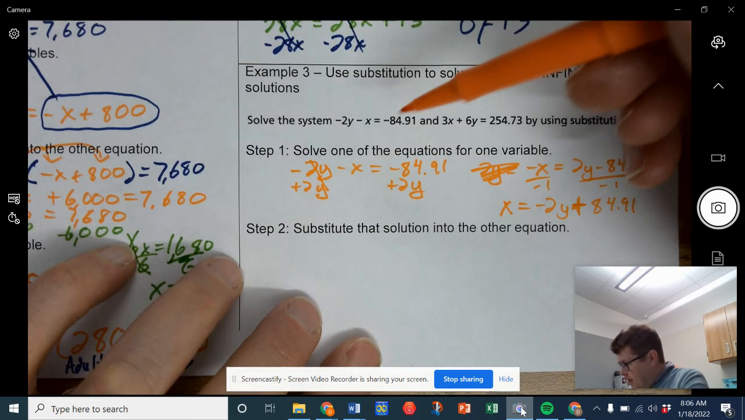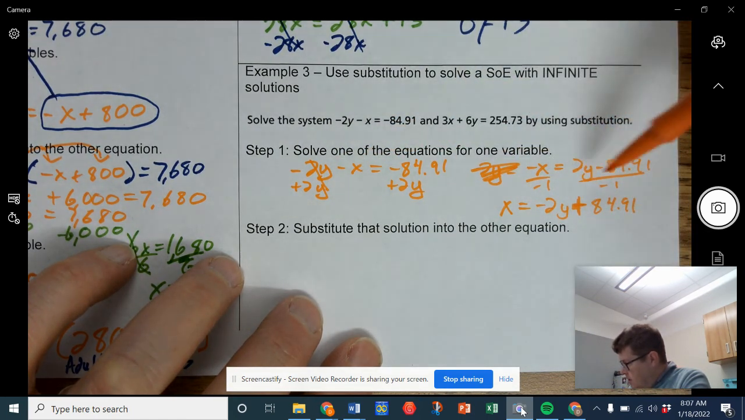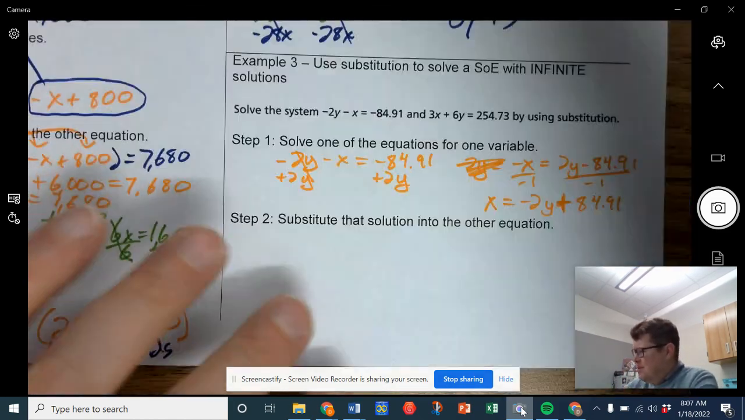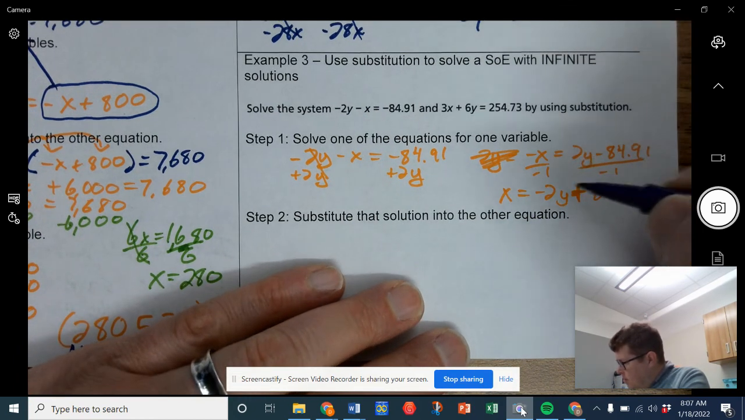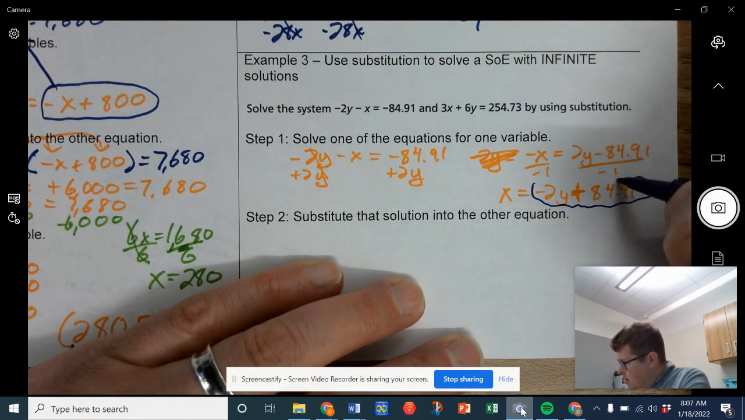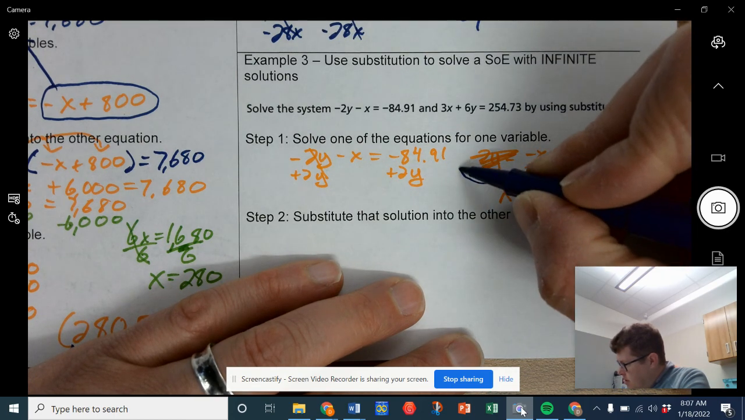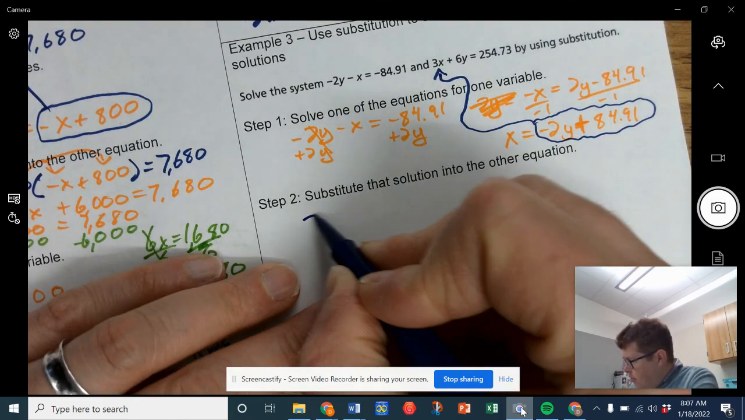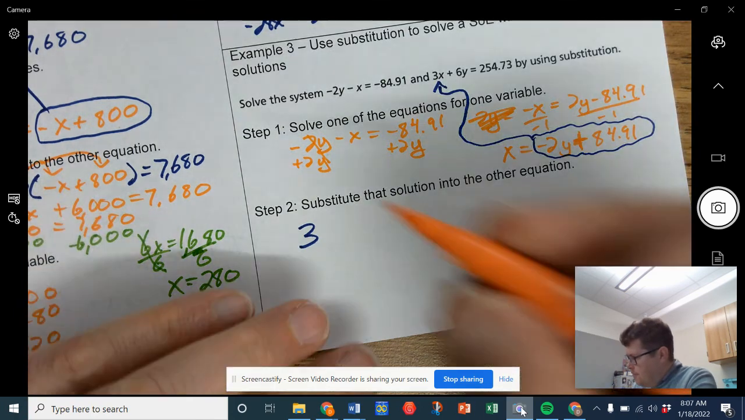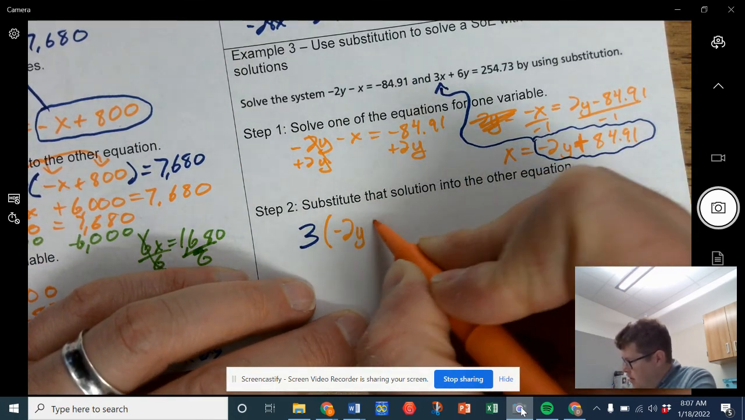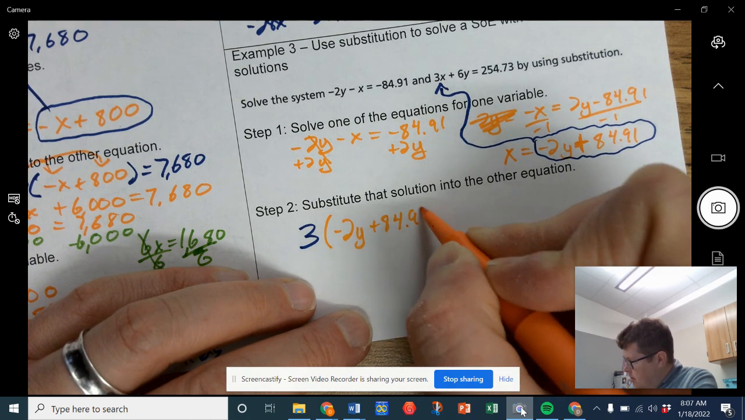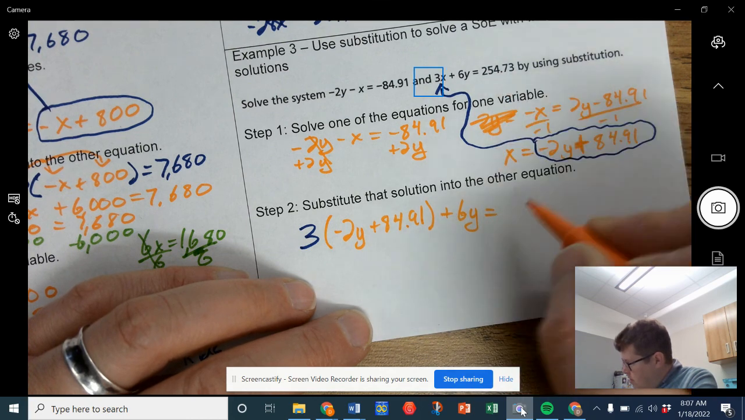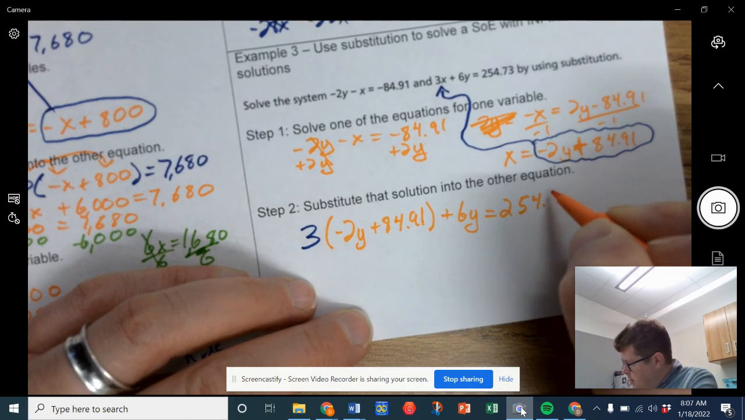Let me make sure I got that right: add the 2y over, yep, and then change the signs by dividing by that negative. Yes. Now substitute this solution into the other equation. This is a lot of decimals, so it's kind of a pain, and we just have to be aware. We're going to take this part right here and substitute it in for that x. So it becomes 3 times (negative 2y plus 84.91) plus 6y equals 254.73.